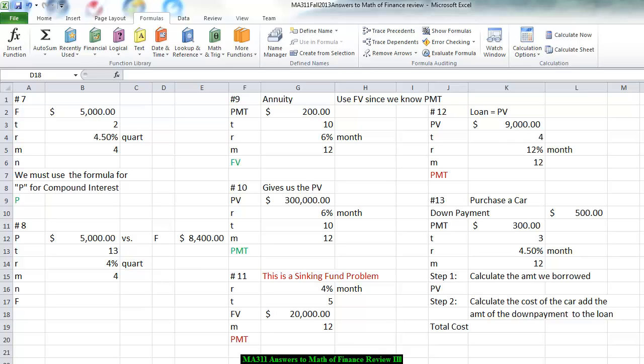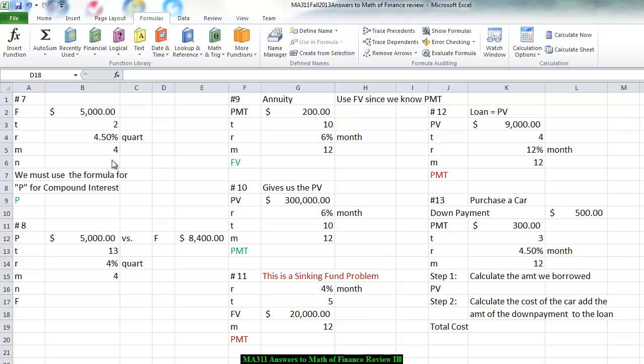We are now going to continue with the answers to the review problems for Math of Finance, continuing with question number 7. In order to have $5,000 in 2 years, how much would a person have to invest if the money will earn 4 5/10% interest compounded quarterly?